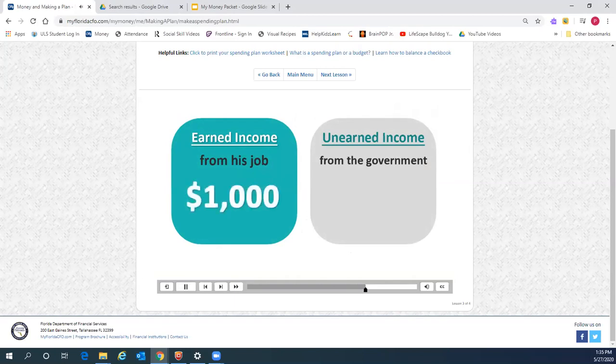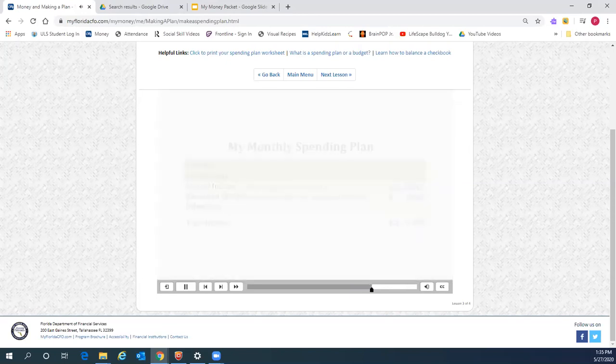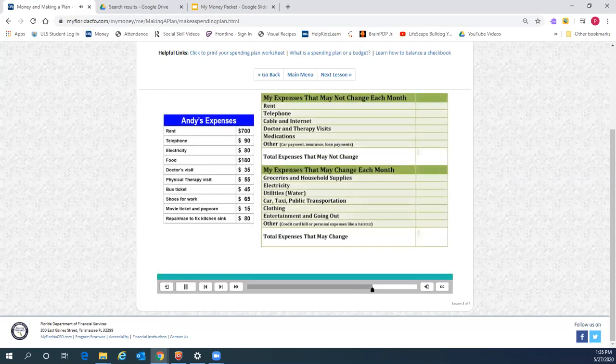Andy makes $1,000 each month at his job at the grocery store. He also receives his SSDI check from the government for $900 each month. Let's write in his income into the budget worksheet. Let's add his income together. Andy has $1,900 that he can use to pay his bills. Here are all of Andy's expenses for this month. Let's put all of Andy's expenses into the worksheet.